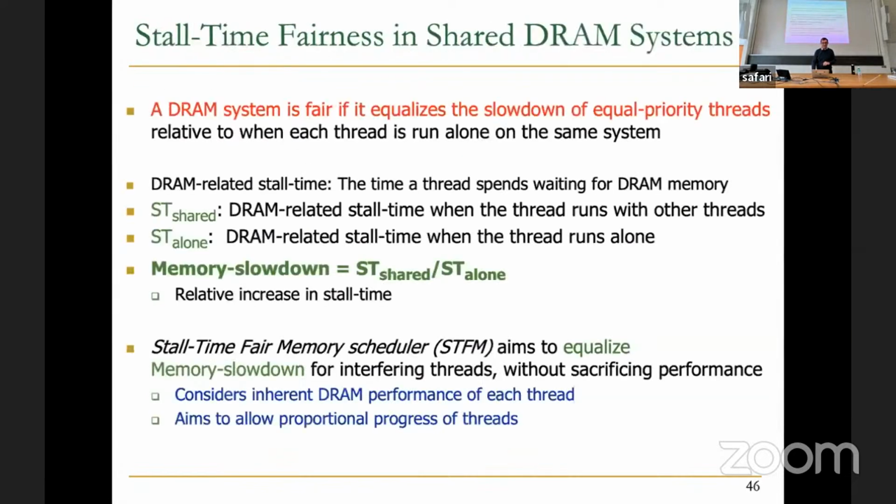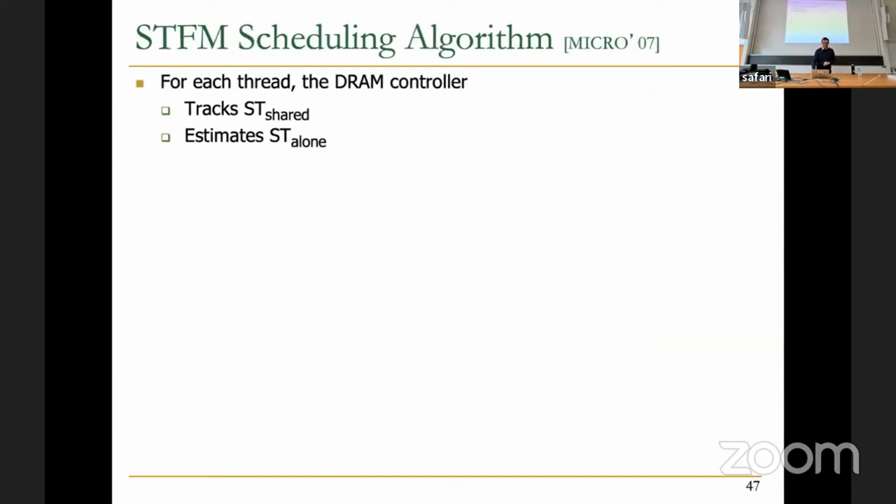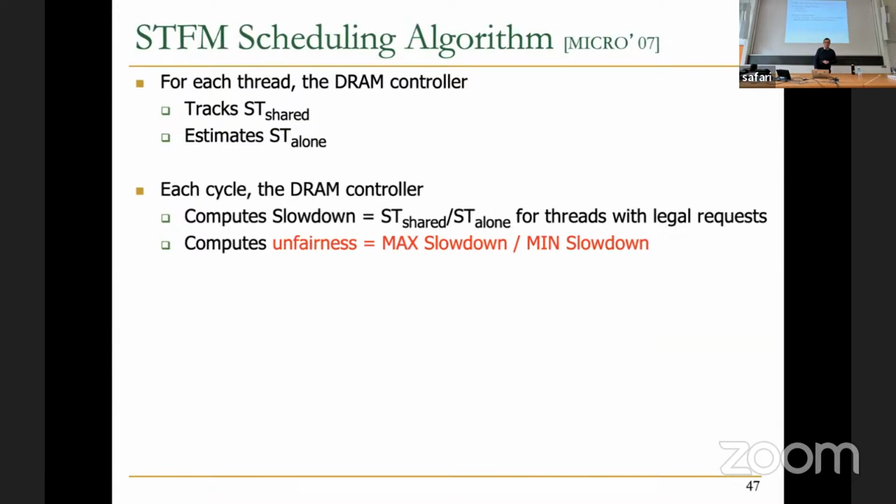So the question is basically, how do you estimate ST alone in the end, right? For each thread, the DRAM controller tracks ST shared. This is easy to do because you know exactly when you're stalling, when you're sharing resources. You just count how many cycles you're stalled, right? Actually, this requires some coordination with the core also. You cannot do it purely at the memory controller, but read the paper for more. The difficult part is ST alone. And this is what makes this algorithm complicated.